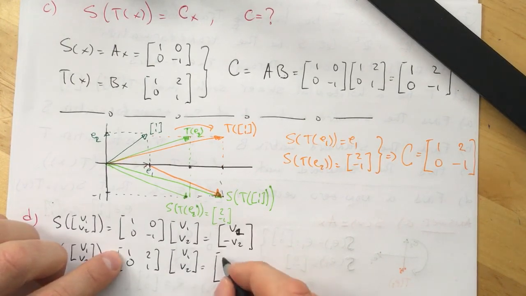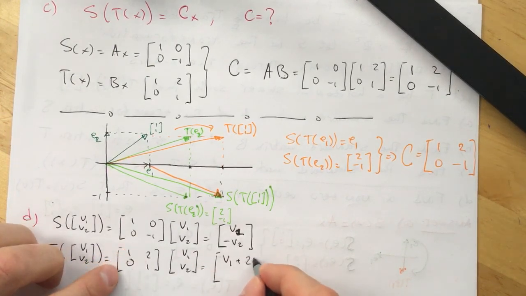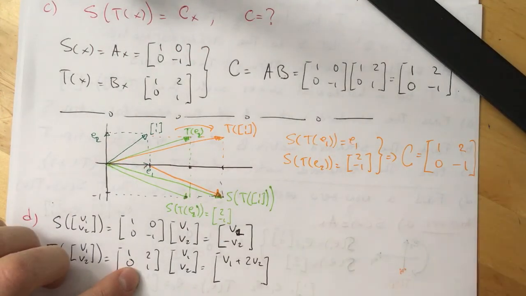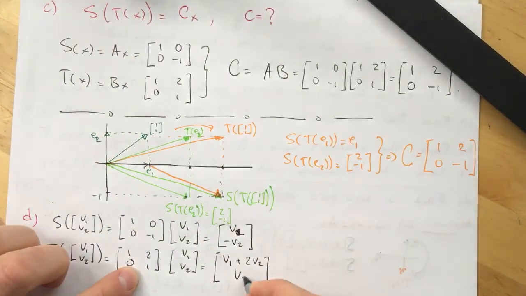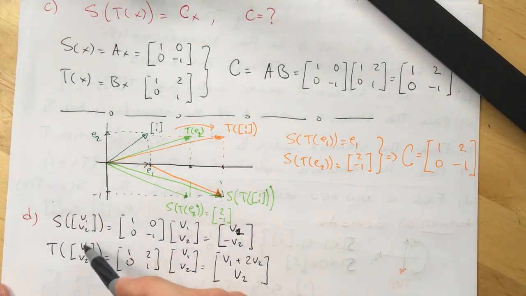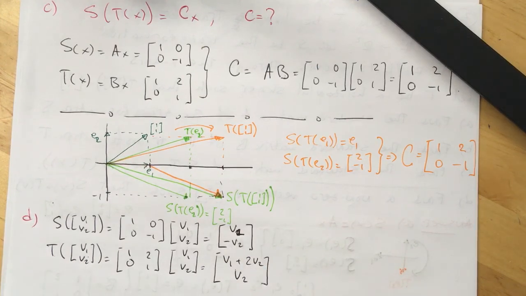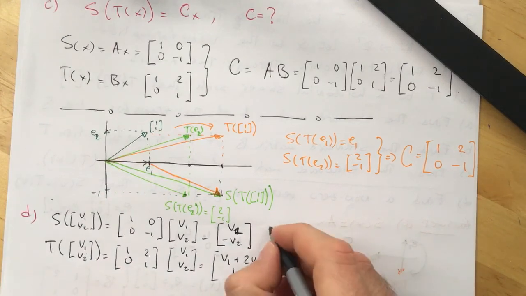So that's v1 plus 2v2, and then 0 times v1 plus v2. Okay, so what do we want? We want a vector such that these two will be equal. We want a vector (v1, v2) such that when we apply S to it, and when we apply the transformation T to that vector, we obtain the same vector. So basically we want these two vectors to be the same.